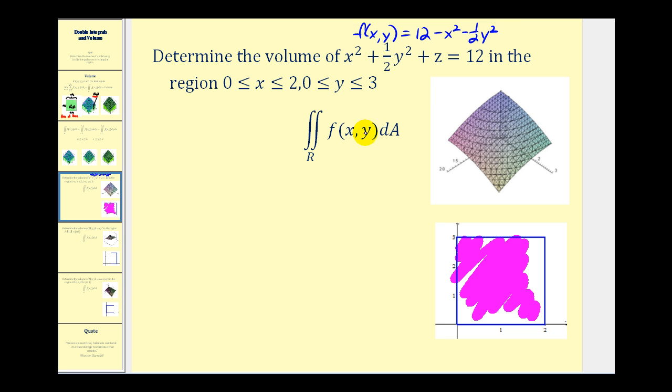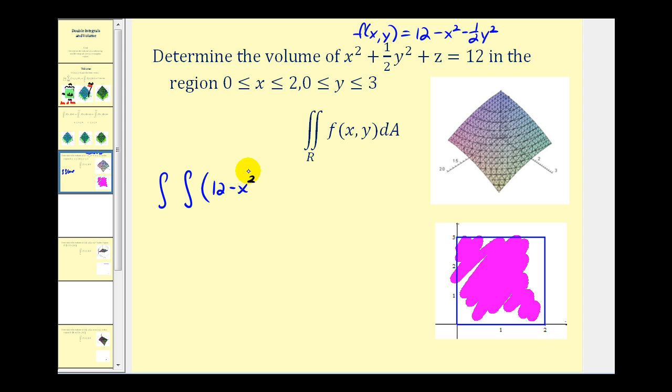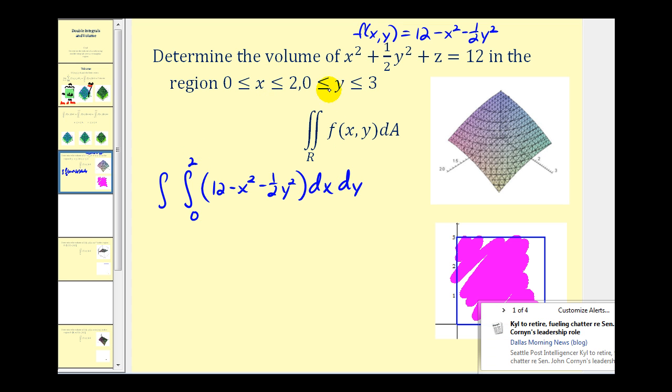Now we need to decide whether we want to integrate with respect to x first or with respect to y. Let's go ahead and set this up where we integrate with respect to x first and then y. Again, we'll first integrate with respect to x and then with respect to y. So the limits of integration for x will be from 0 to 2, and for y it'll be from 0 to 3.